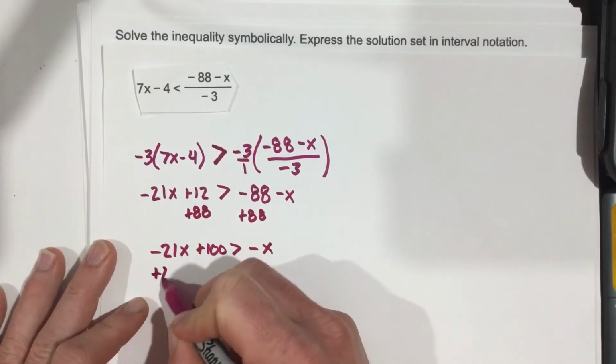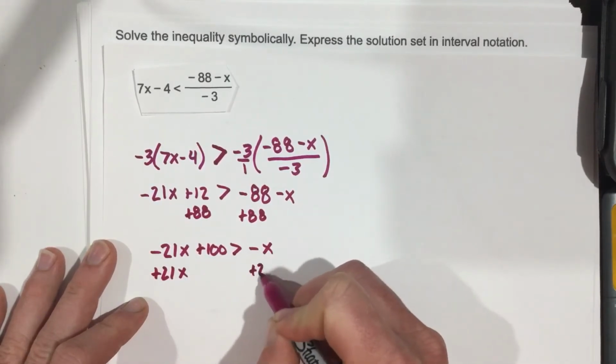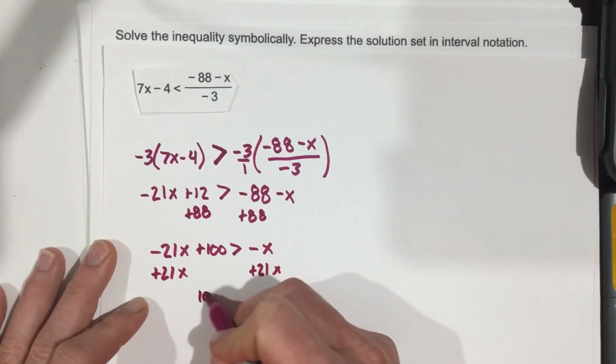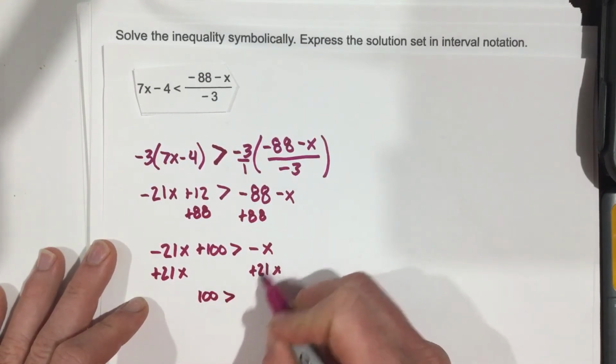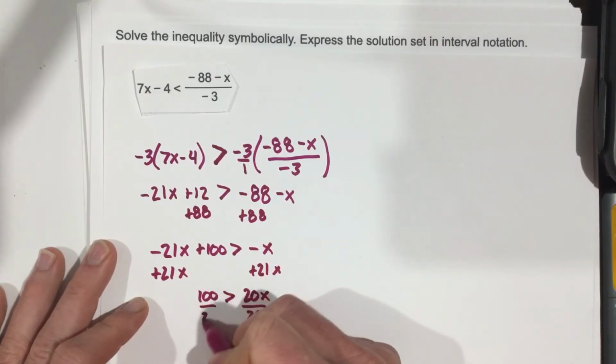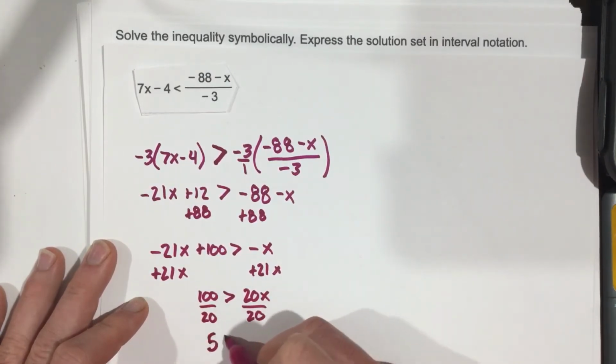We're going to add 21x to the other side. -1 plus 21 is going to be 20. So I have 100 greater than 20x. I divide by 20, and I get 5 greater than x.